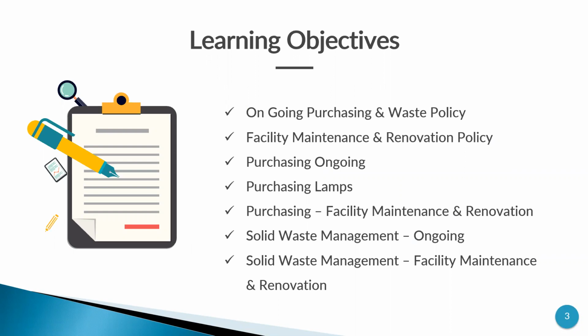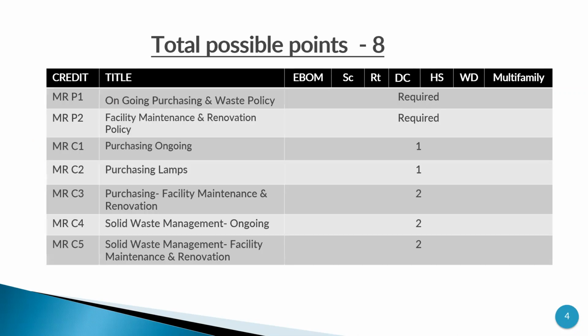Then comes solid waste management, ongoing, and solid waste management, facility maintenance and renovation. So these two. Overall you can break it down into three parts. When I look at it, under materials and resources, the first prerequisite is ongoing purchasing and waste policy, and facility maintenance and renovation policy. These two are required basically. Next comes purchasing ongoing, and purchasing of lamps, one point each. Purchasing of facility maintenance and renovation is a regular part of it, right? For any existing building, you keep on doing renovations, correct? So that is 2 points.